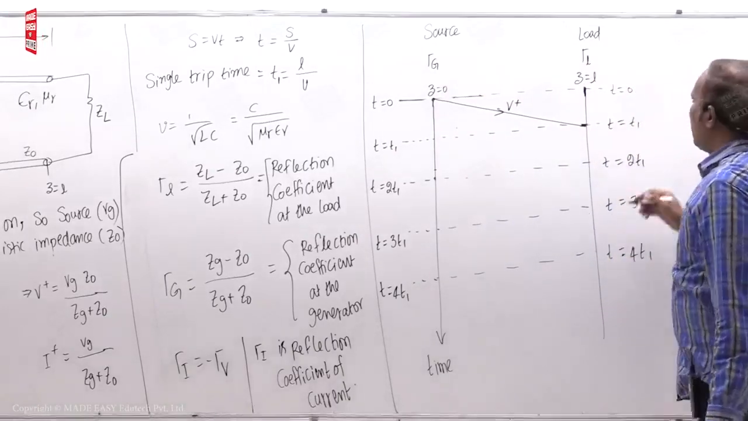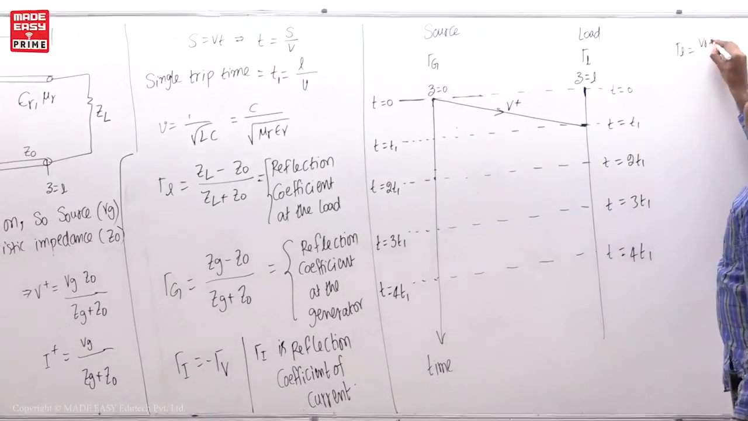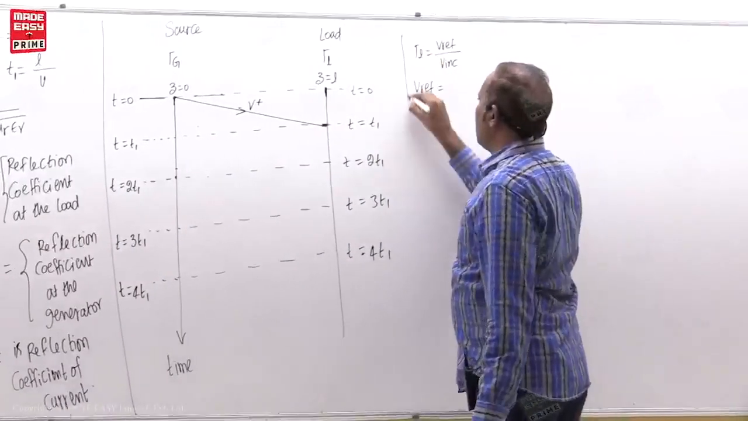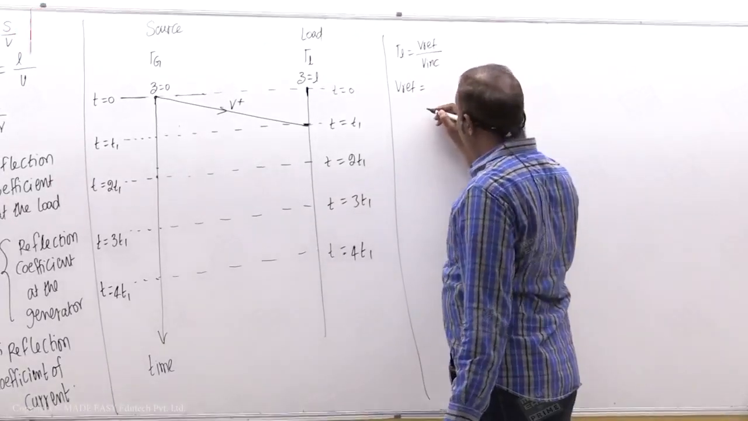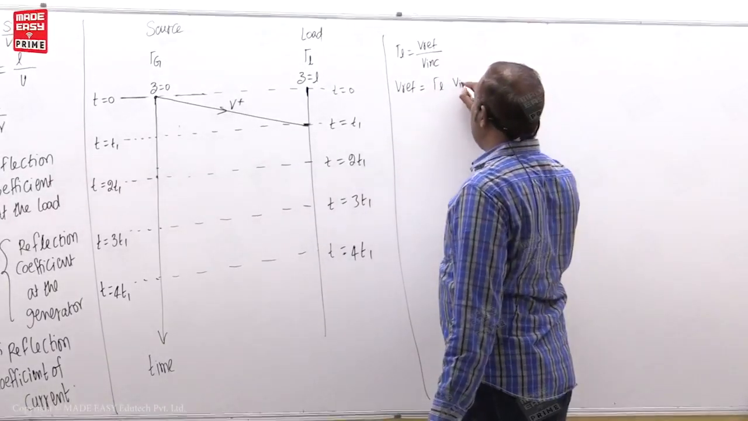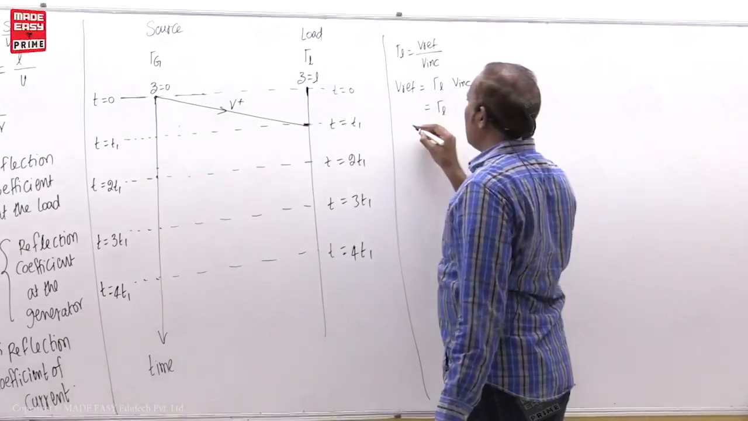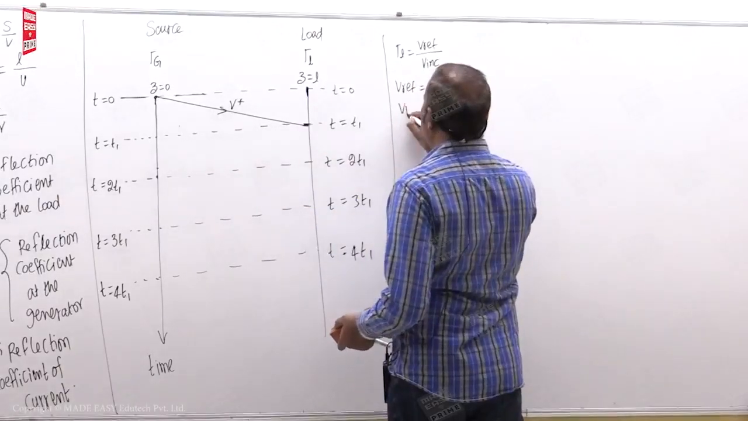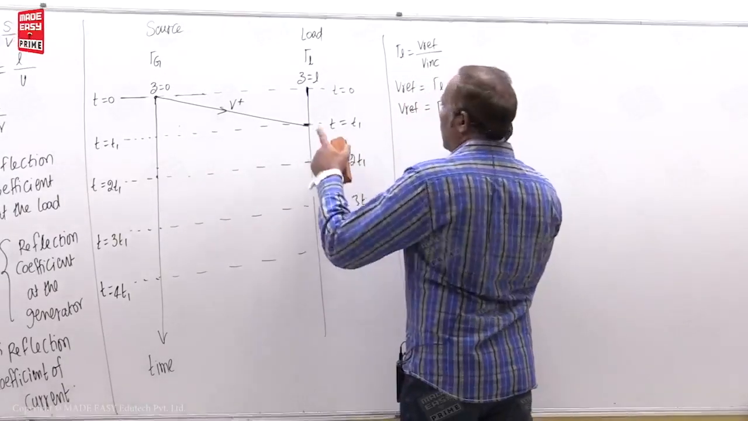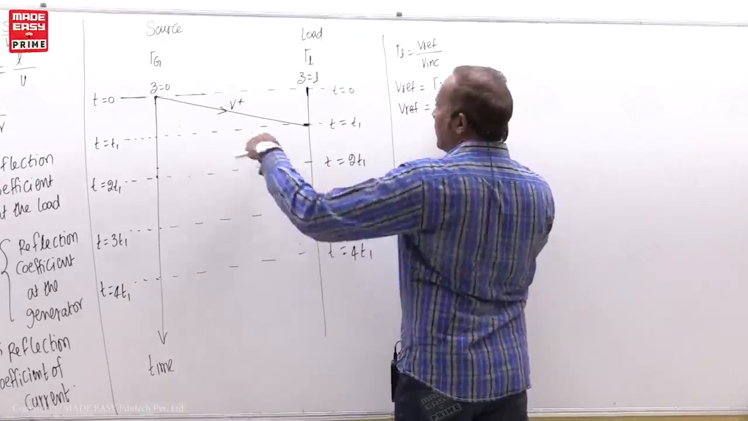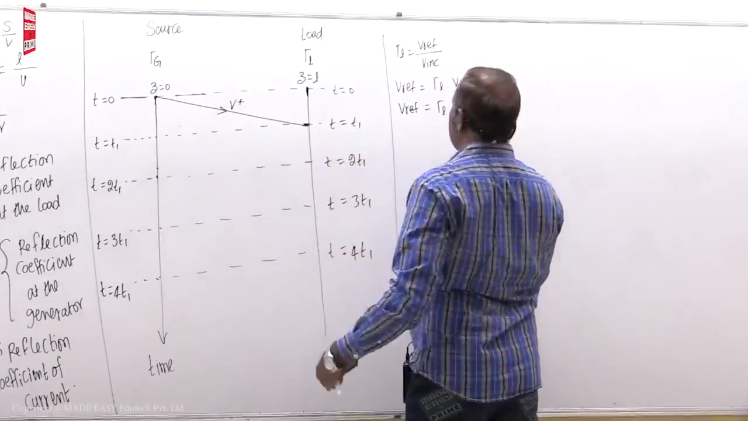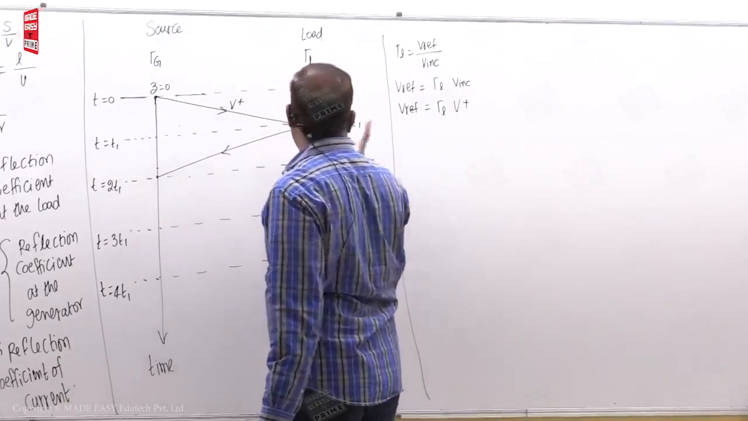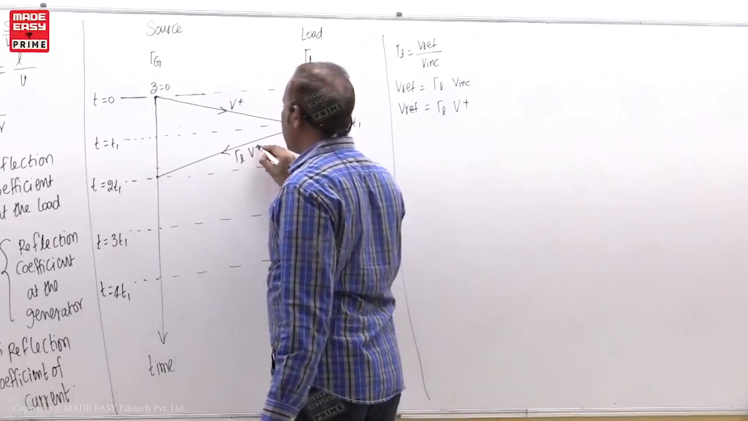Now I will write one thing here. Gamma L is equal to reflected voltage by incident voltage. So reflected voltage is equal to gamma L into incident voltage. So how much voltage is reflected from the load? Reflected voltage from the load is equal to gamma L into incident voltage. How much is the incident voltage now? V plus. So that much is reflected back. Gamma L into V plus is reflected.